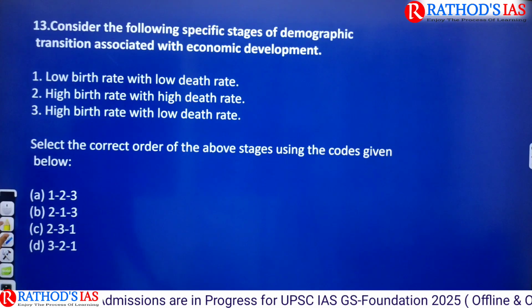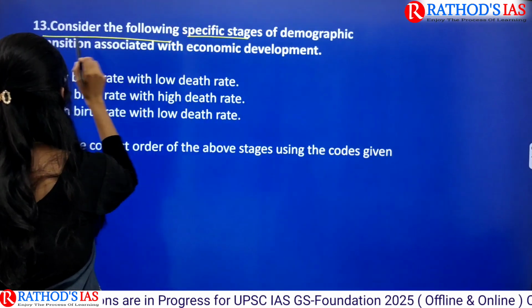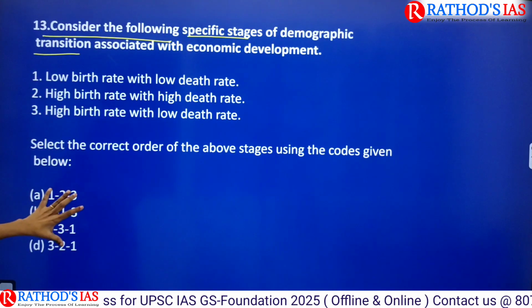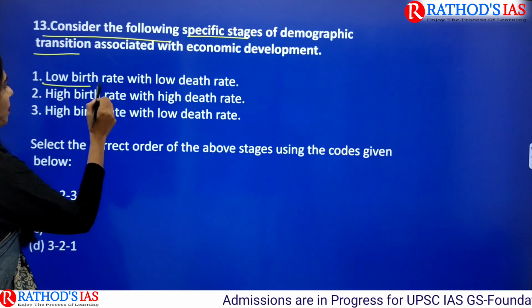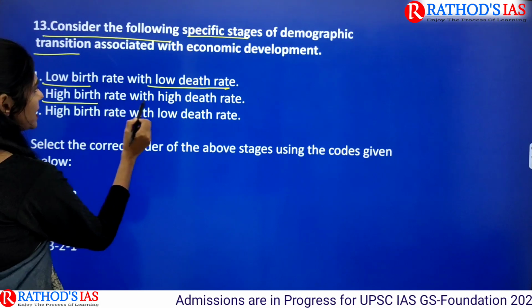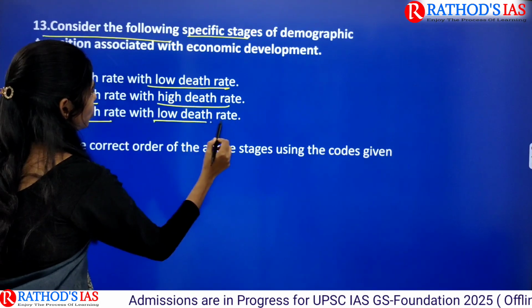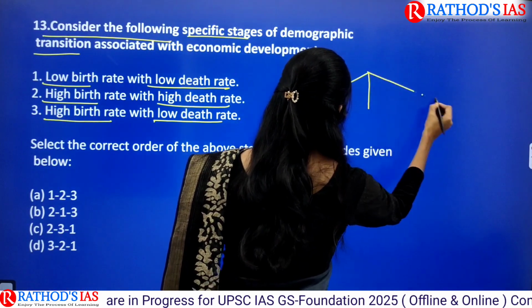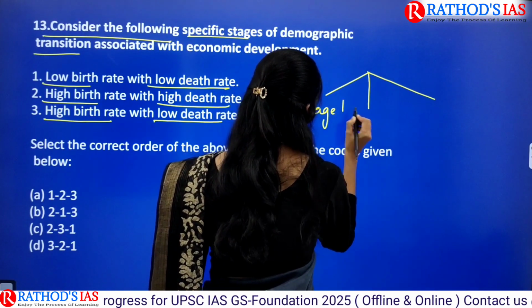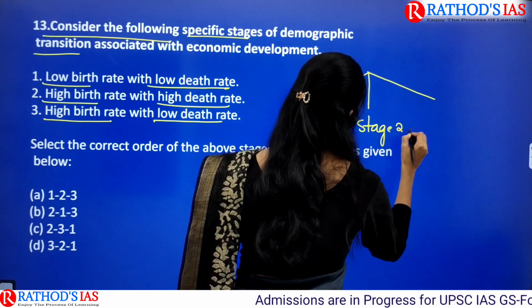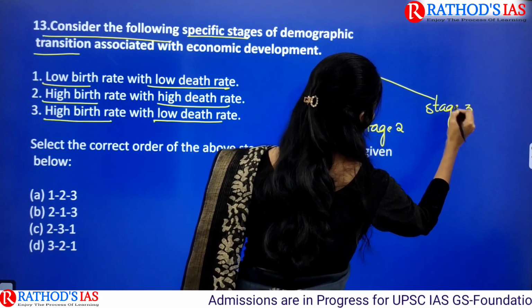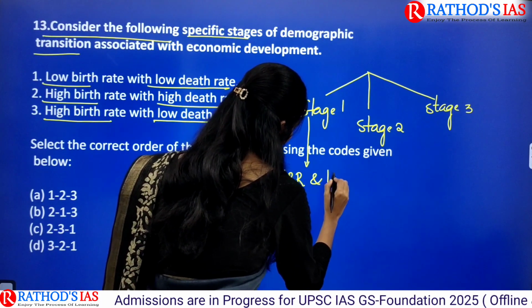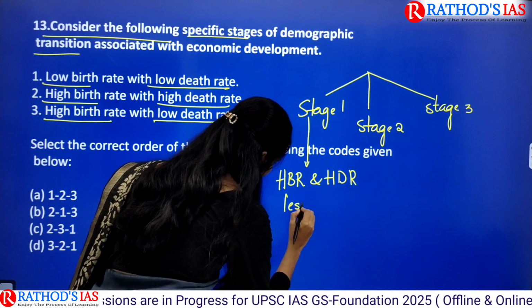No, right? Yeah. Next question is, consider the following stages of demographic transition associated with economic development, and they gave 3 statements and you have to arrange the correct order. First one is low birth rate and low death rate, next one is high birth rate with high death rate, and high birth rate with low death rate. So if you have gone through this demographic transition theory, normally we have 3 stages. In stage 1 we have high birth rate and also high death rate. So because of this we have less population growth.